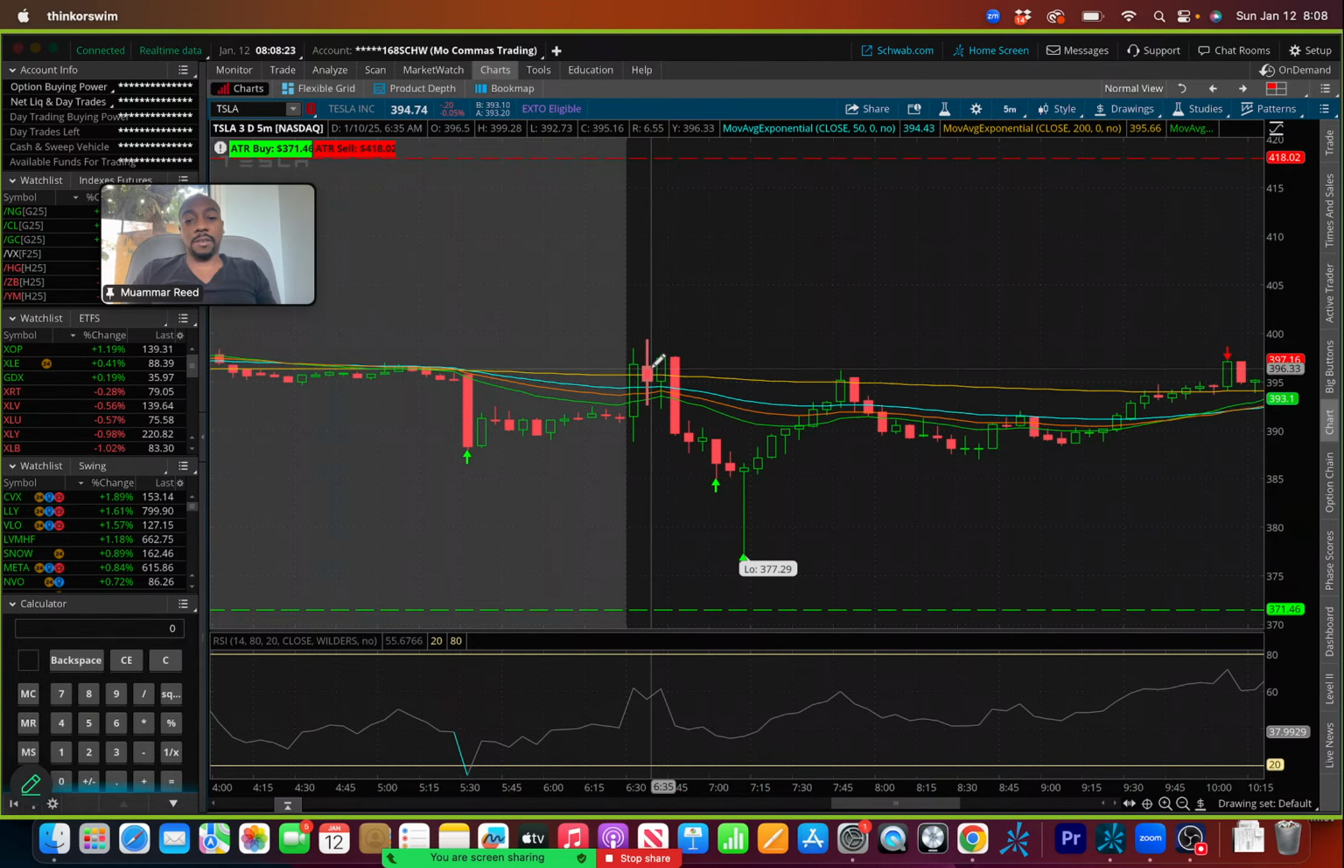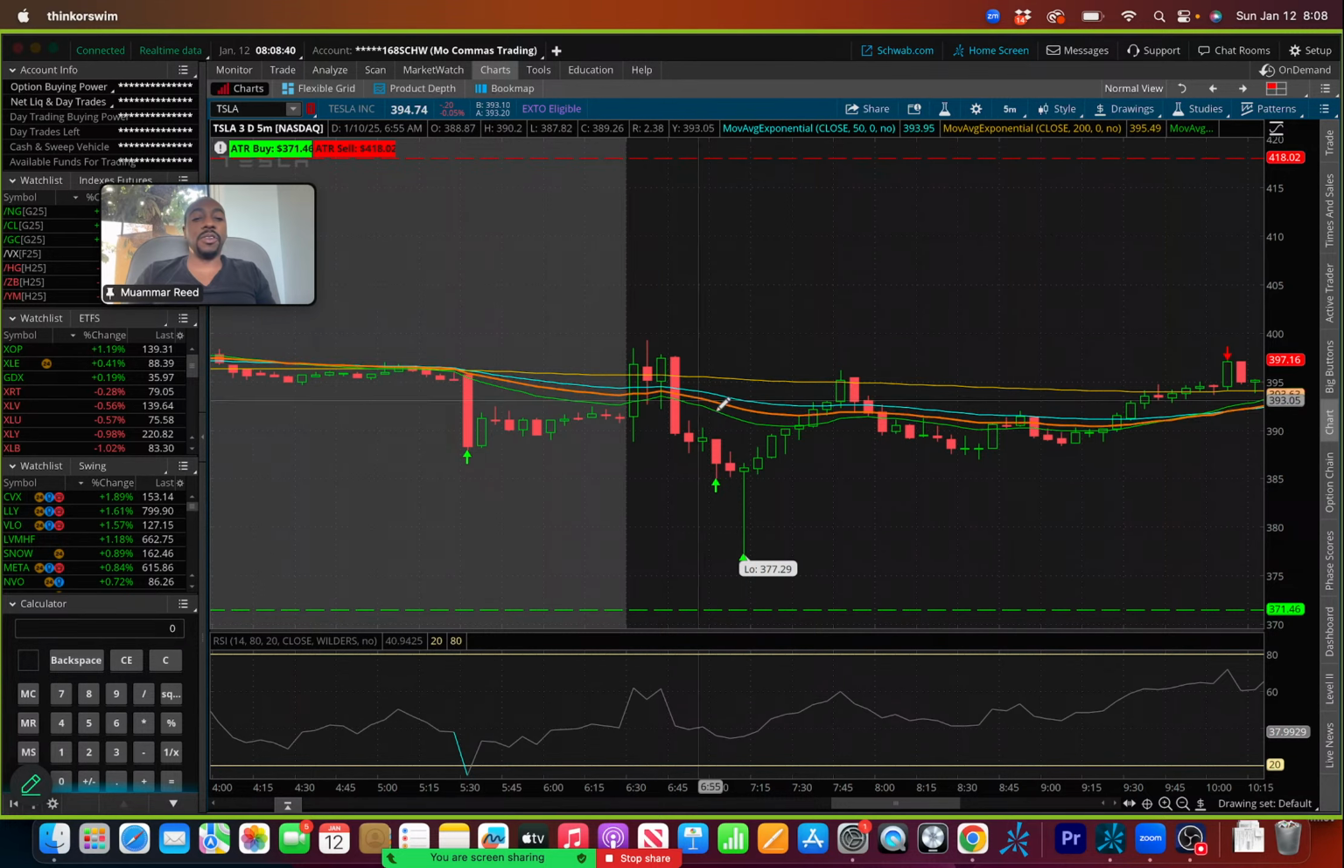For red candles, the open is at the top of this fat part. The close is at the bottom, and this is the high and this is the low. So at 6:40, this was the price of Tesla at this particular mark, right?